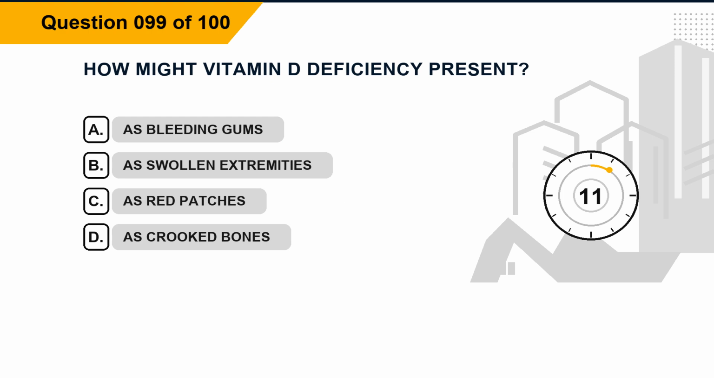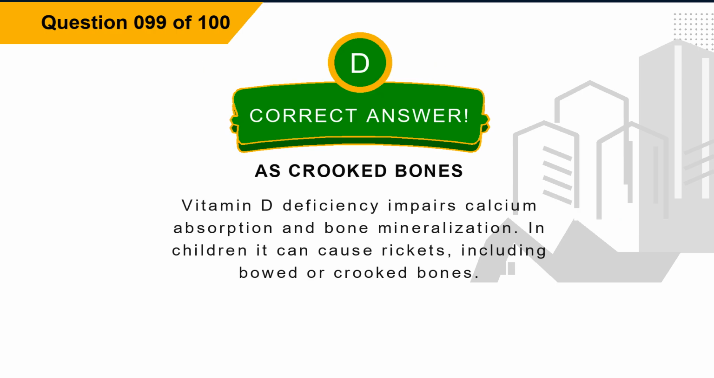Question 99. How might vitamin D deficiency present? Option A, as bleeding gums. Option B, as swollen extremities. Option C, as red patches. Option D, as crooked bones. The correct answer is option D, as crooked bones. Explanation: vitamin D deficiency impairs calcium absorption and bone mineralization. In children it can cause rickets, including bowed or crooked bones.